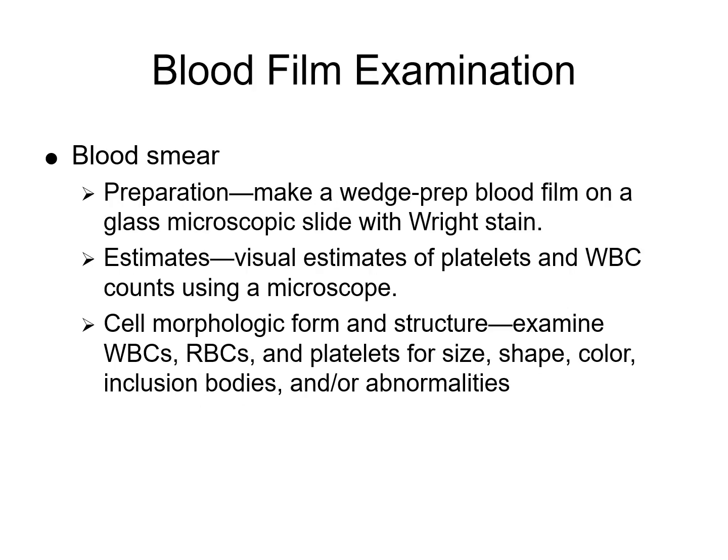For the blood smear examination, we have the preparation. We're going to prepare a wedge prep blood film on a glass microscope slide. We're going to stain the smear using Wright stain, and that helps highlight cellular components. For the estimates, we're going to perform visual estimates of platelet and white blood cell counts using a microscope, just to double check that the instrument is correct. For cell morphology, we're going to examine white blood cells, red blood cells, and platelets, looking at their size, shape, color, and whether there are any inclusion bodies or abnormalities.